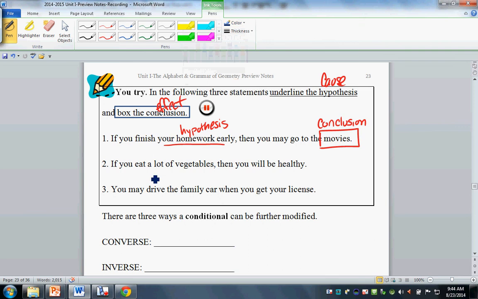If you eat lots of vegetables, then you will be healthy. The effect is being healthy. That's your conclusion. Oh, I'm supposed to box it. And the cause is eating lots of vegetables. That's your hypothesis.